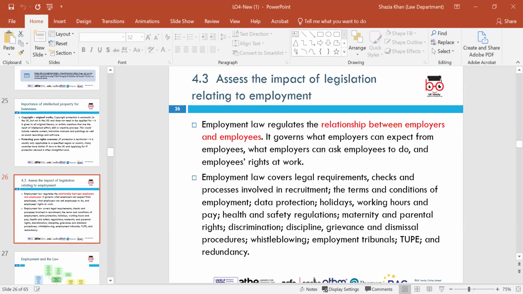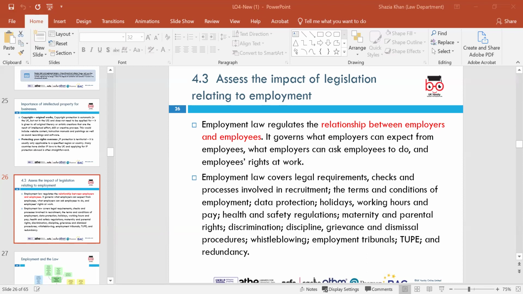Now we're going to look at 4.3, assessing the impact relating to employment. Employment law regulates the relationship between employers and employees, and it governs what employers can expect from employees, what employers can ask employees to do, and employees' rights at work. So it covers a whole array of things.